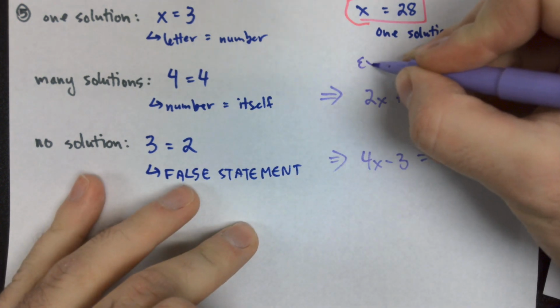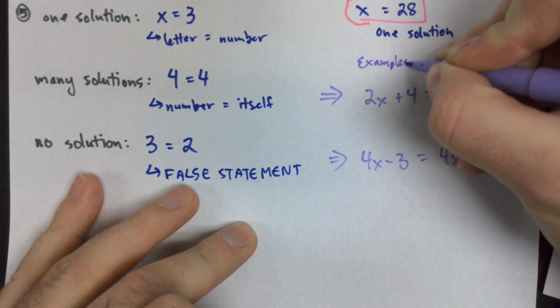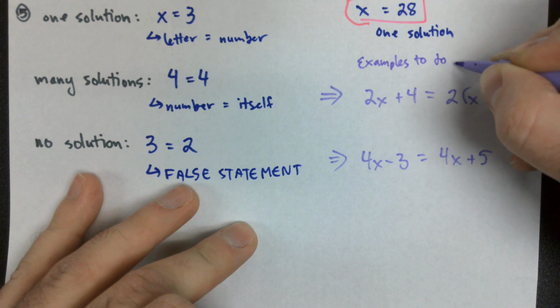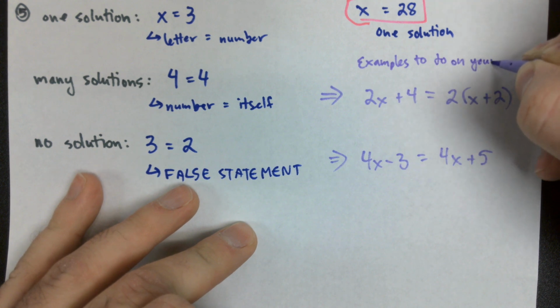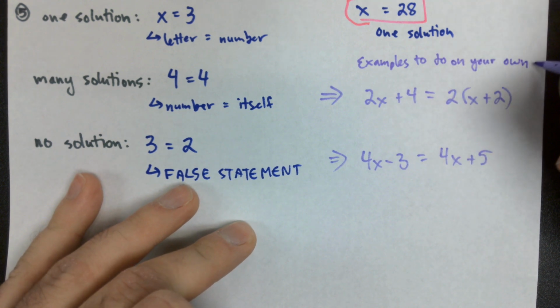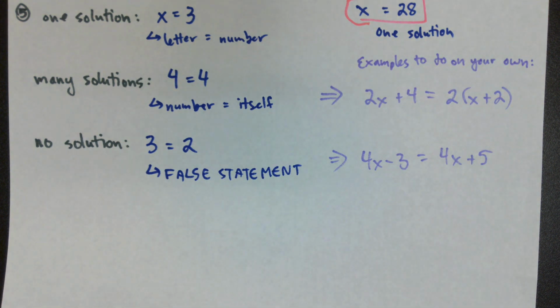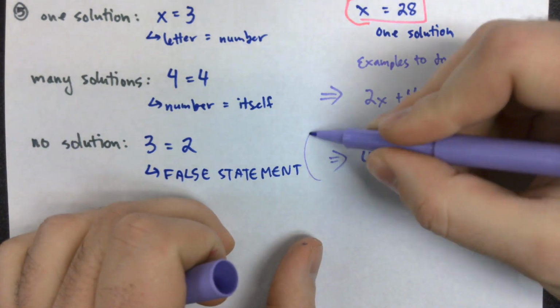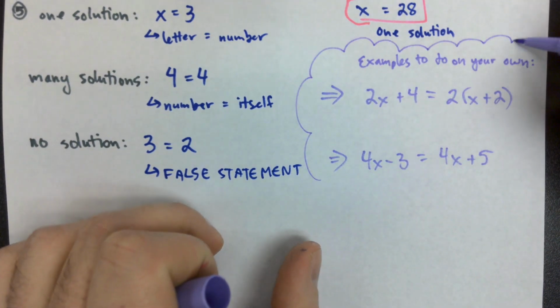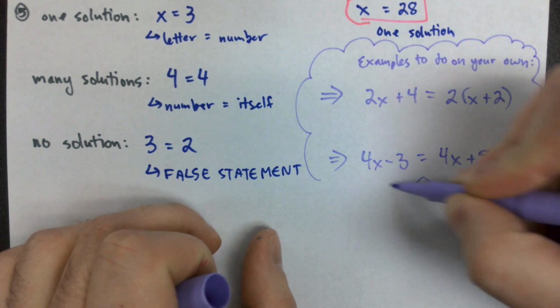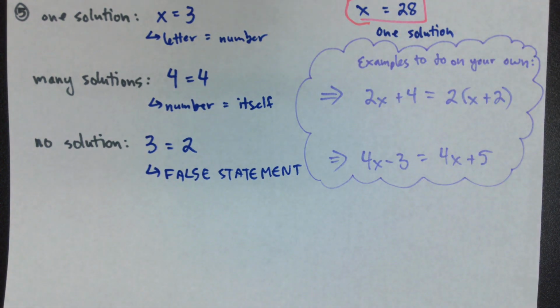I'm going to write examples to do on your own. Again, only if you want. You don't have to. I'm not going to check your notebook yet. Again, if you want to see what those many and no solution type situations look like, you can go ahead and give those two example problems a shot.